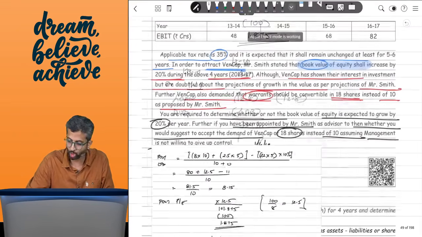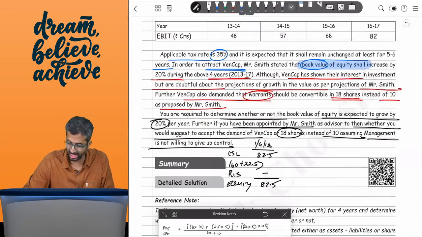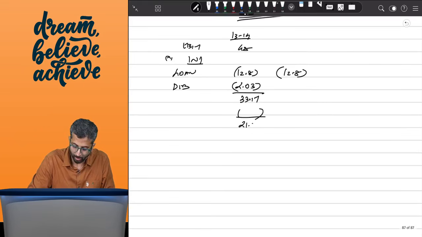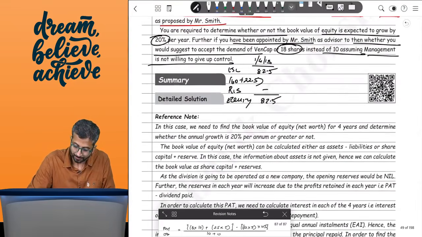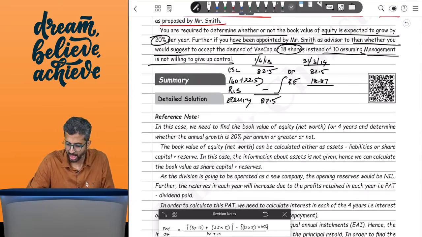Tax rate has been given to you as 35%, which is expected to remain constant, and hence your PAT comes to 21.56, on which you will distribute 12.5% of the distributed profit as dividend, and hence 18.86 or 87 will be your retained earnings during the year. So if I go to see on 31st March 2014, I will look at my opening balance. My opening balance is 82.5, on which there will be some retained earnings during the year, which is 18.87 approximately, which is 82.5 plus 18.87 comes to around 101.37.